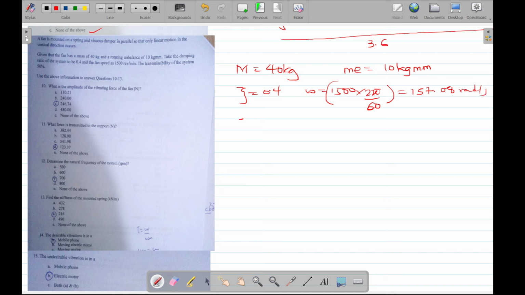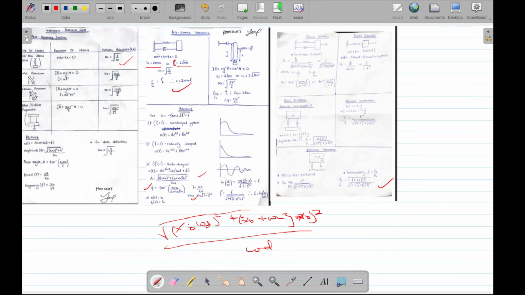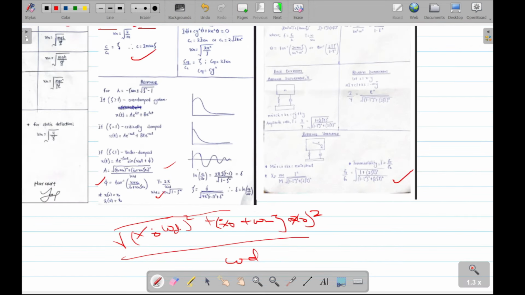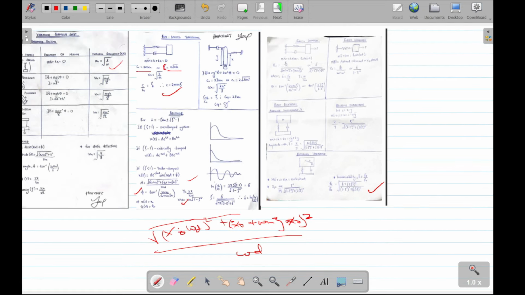And what else do we have? We have transmissibility, so TR. Let's go and check our formula sheet. So we have transmissibility here. Fc over F naught is equal to the square root of 1 plus 2 zeta tau all squared, and everything here. So yes, once again, if you need the formula sheet, let me know in the comment section. I'll send it to you.